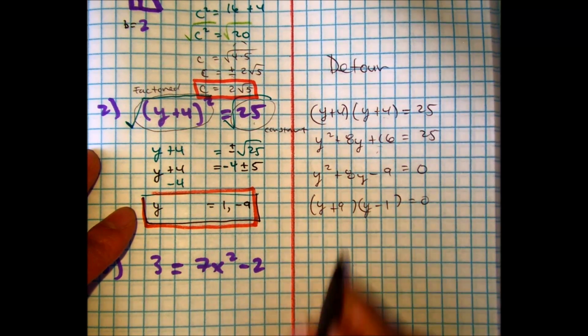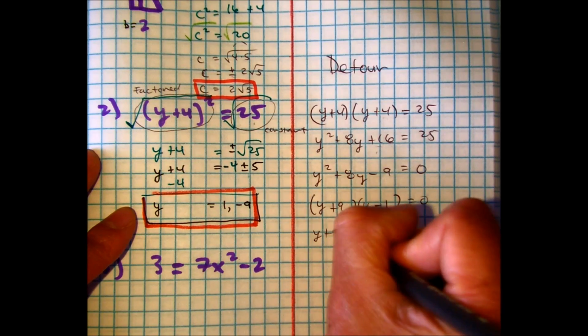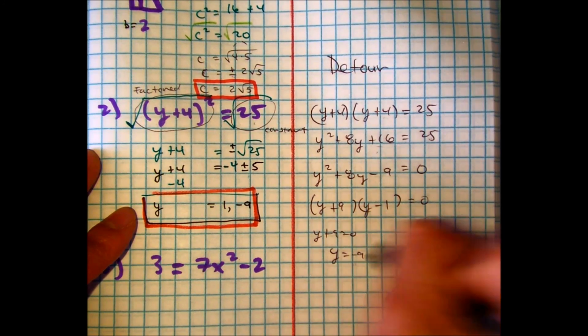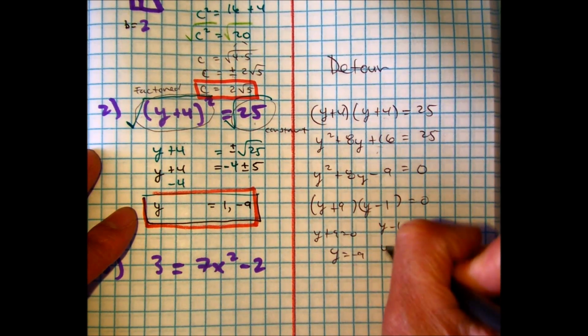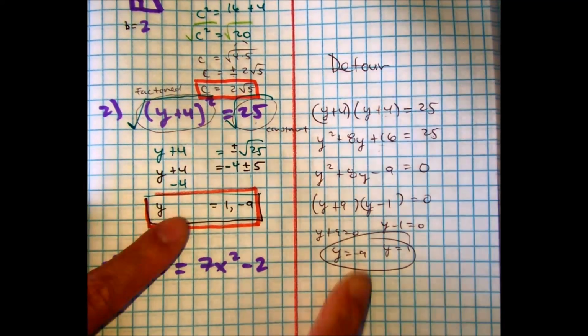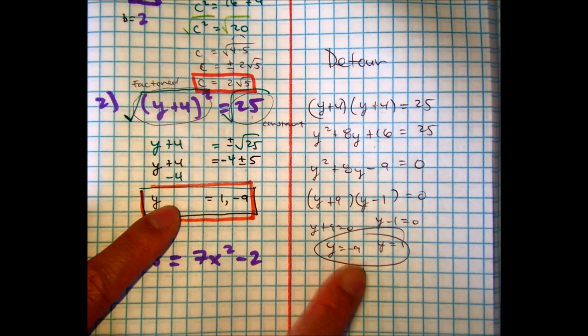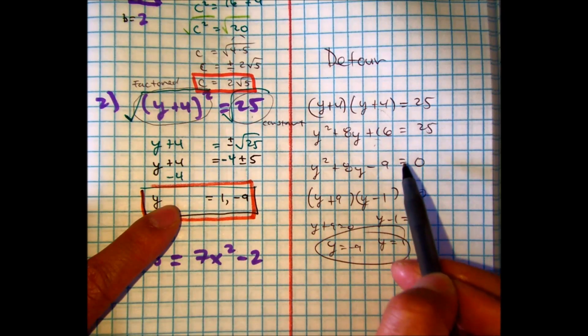And then you can use what we did before, zero product rule. y plus 9 equals 0, y equals negative 9. y minus 1 equals 0, and then y equals 1. Class, is that the same answer? But this one took a lot of work, didn't it?